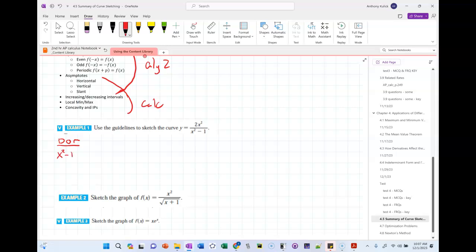Yeah, the denominator cannot equal 0. So I know x can't be plus or minus 1. So my domain should go from negative infinity to negative 1, and then negative 1 to positive 1, and then 1 to positive infinity.